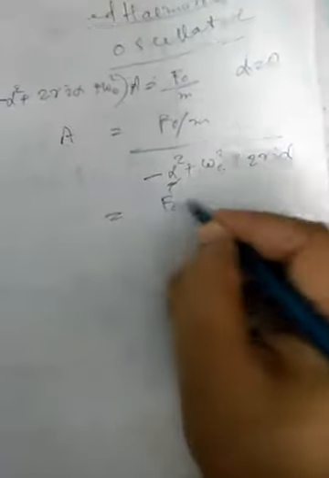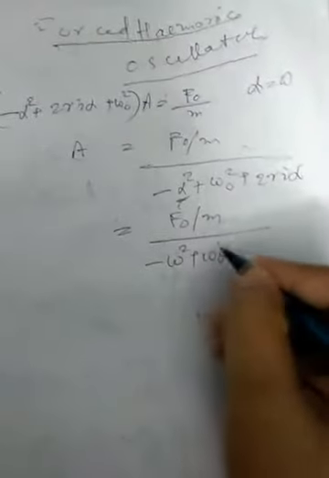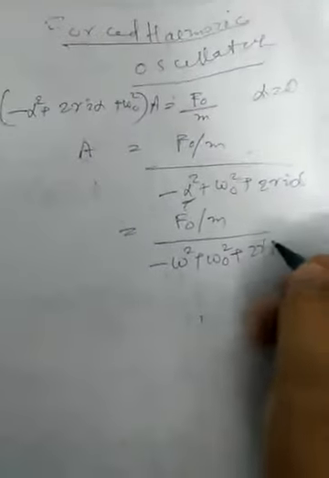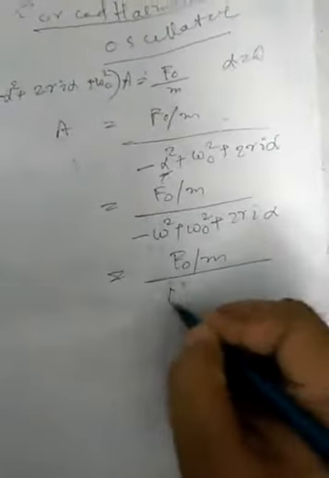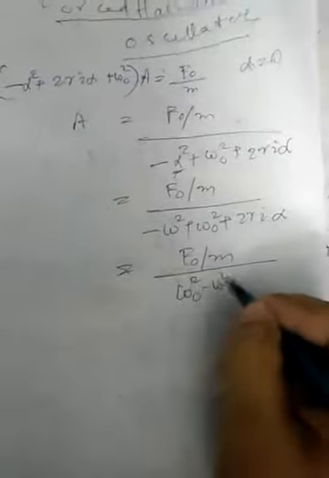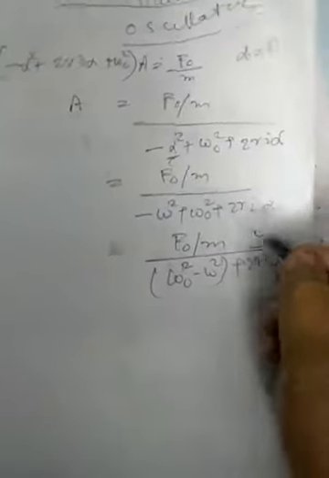So we will get f naught by m upon minus omega square plus omega naught square plus 2 gamma eta alpha. So that is the equation. So that is f naught by m. So we will get it here as omega naught square minus omega square plus 2 gamma eta alpha. So that is the equation of this one.